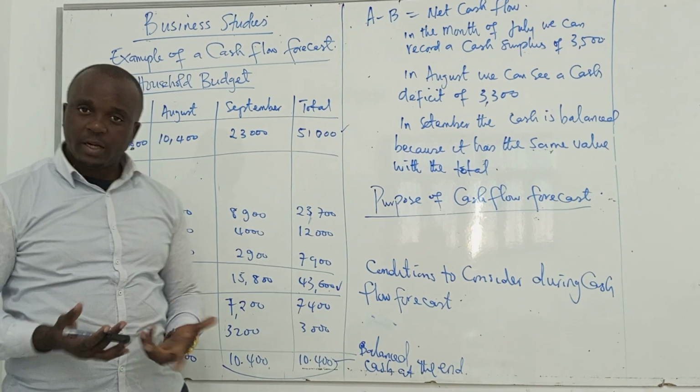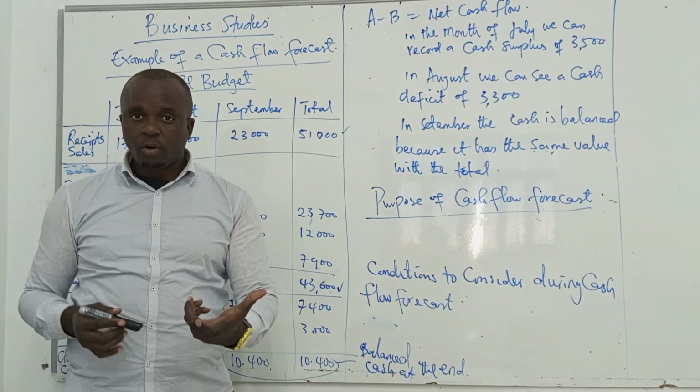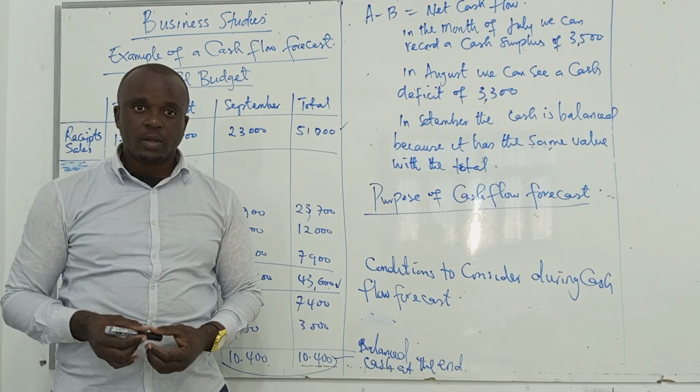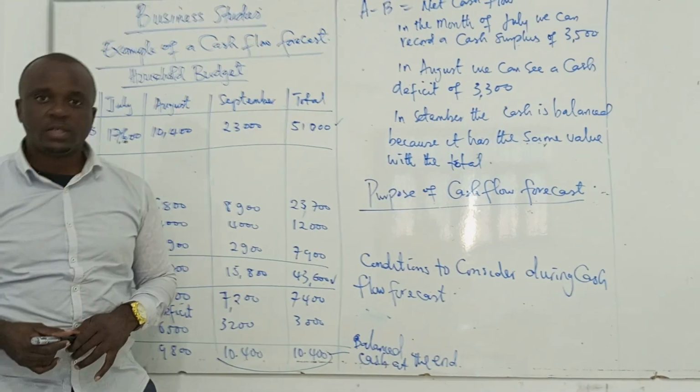Then finally there will be bad debts. Some people may consume the product and may not pay for it. So this is how the lesson or the class looks like.